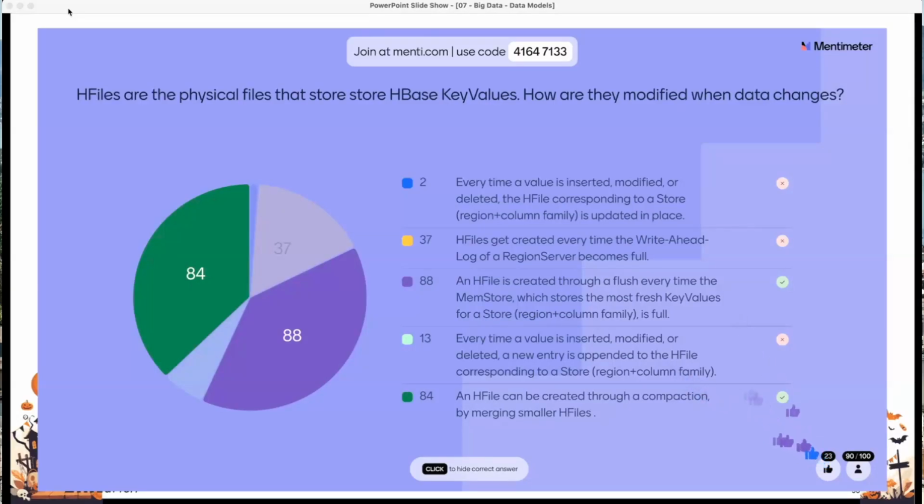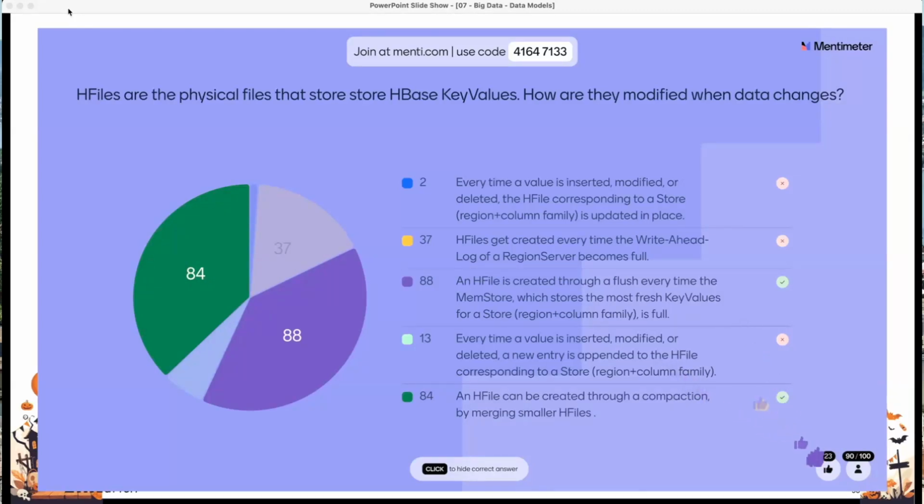Number 5 is this idea that at some point, if you keep flushing, you have too many HFiles, and so you just compact them. There are minor compactions and major compactions. You just reduce the number of HFiles. But of course, the cost to pay is that they grow larger and larger, so you get fewer, larger HFiles.